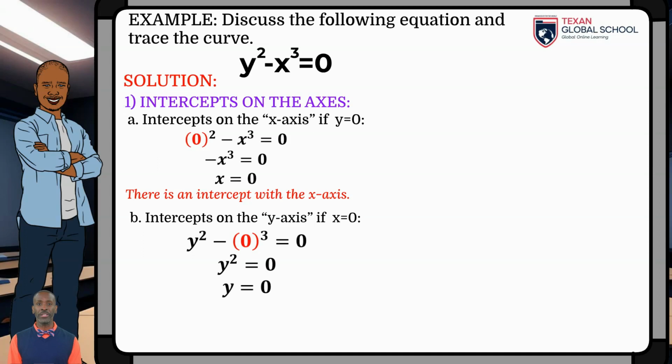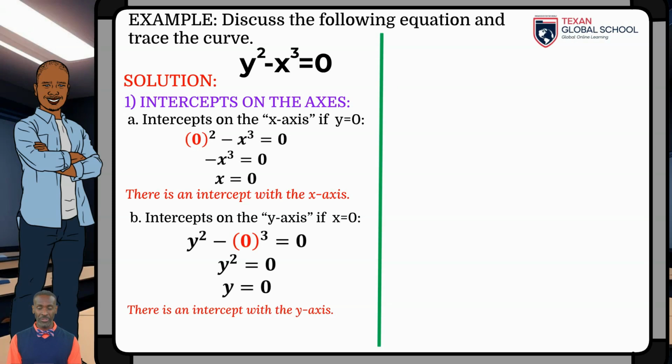To find out if there is an intercept with the y-axis, substitute x equals 0. We can see that there is an intercept with the y-axis at 0 as well. Now, determine if there is symmetry with respect to the axis and the origin.